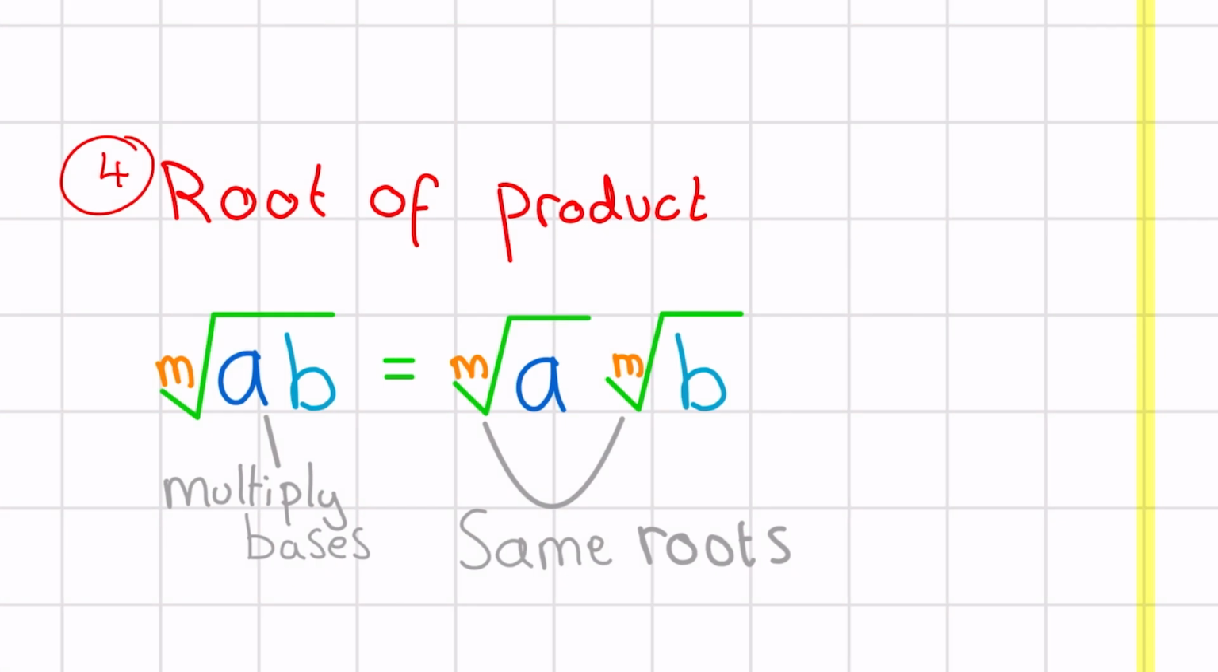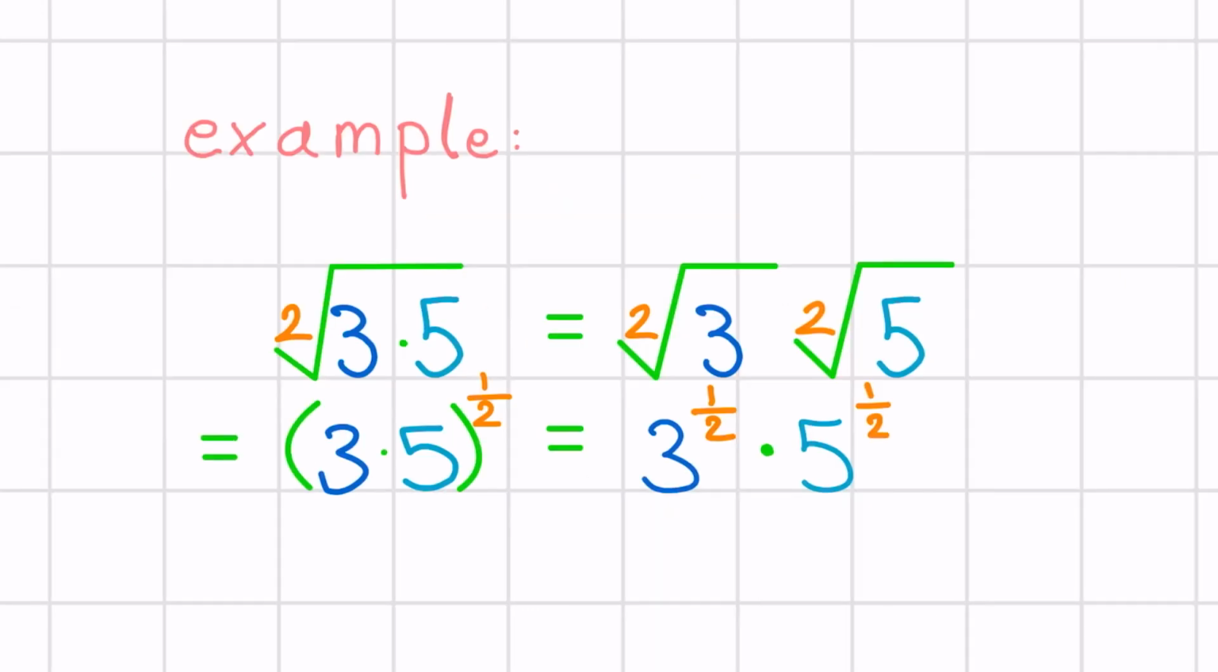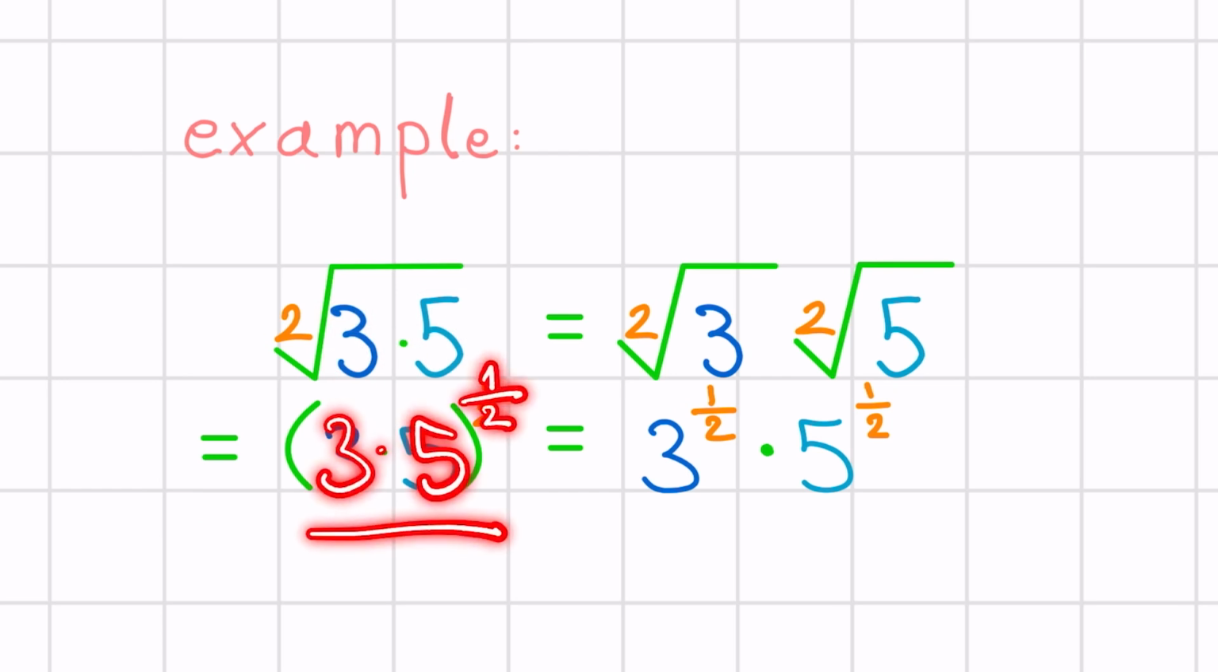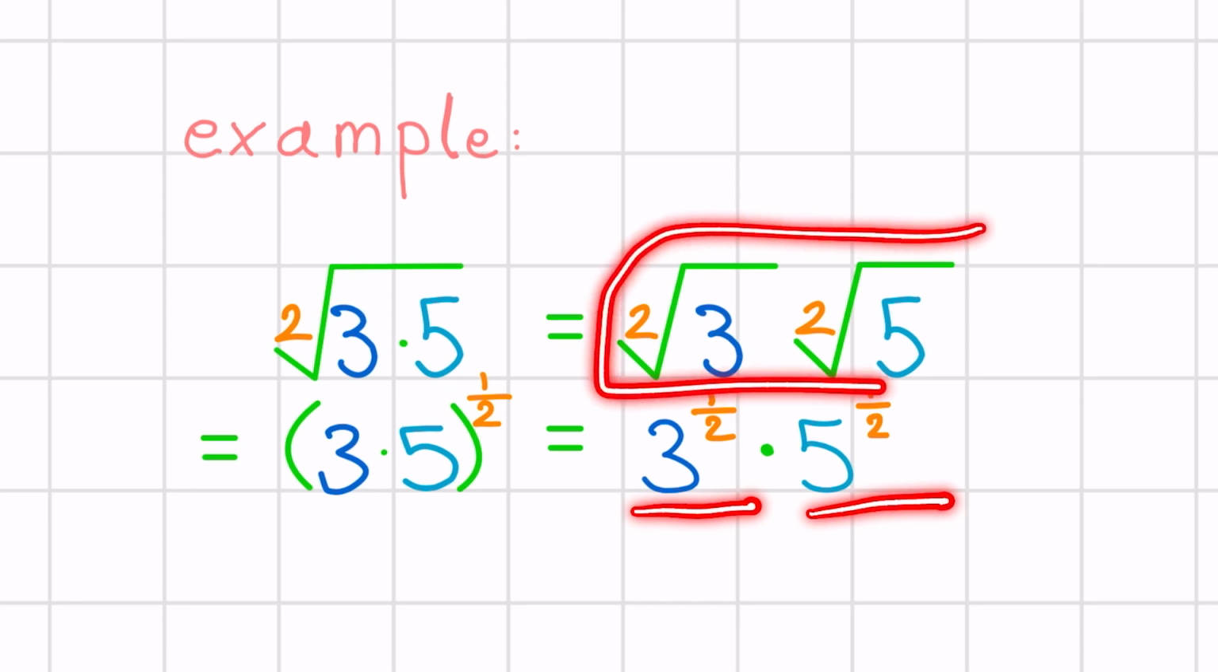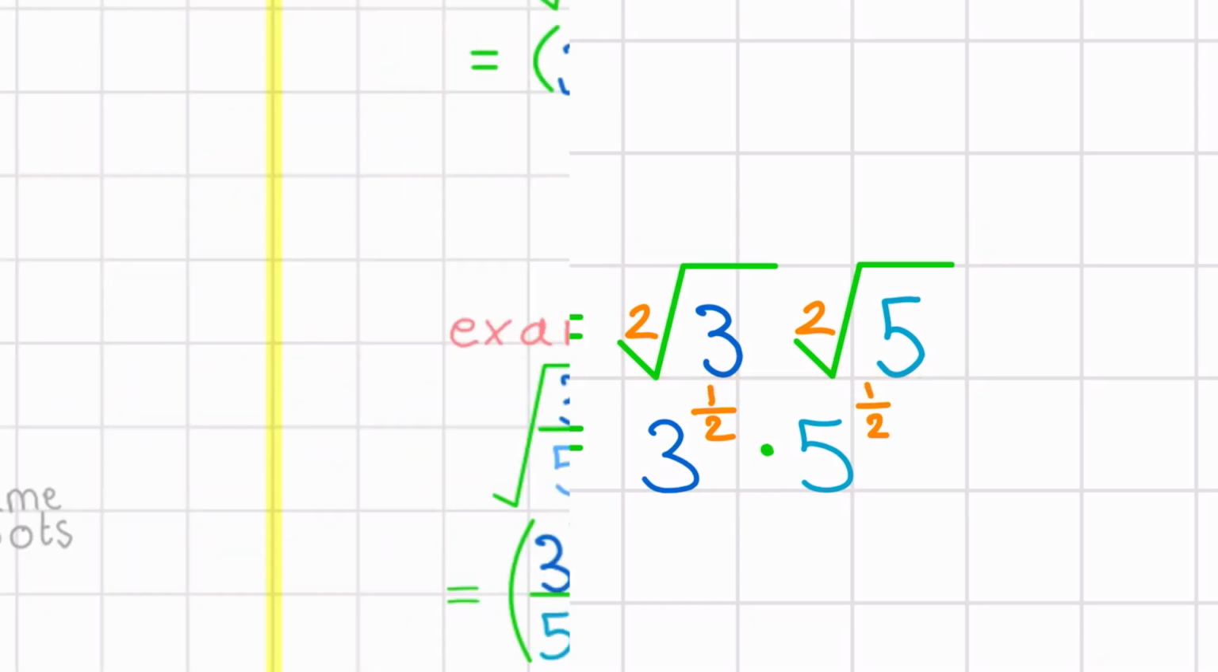Okay, the fourth rule says that if I'm taking the root of a multiplied by b, then I can first take the root of a and then multiply it by the root of b. So here I have the square root of 3 times 5. This is equal to 3 multiplied by 5 raised to the power of 1 over 2. Now let's apply the exponent to each of the factors inside the brackets. So I'm left with 3 raised to the power of 1 over 2 multiplied by 5 raised to the power of 1 over 2, which is exactly what we would have got if we applied the rule.